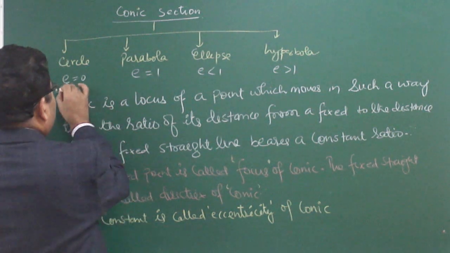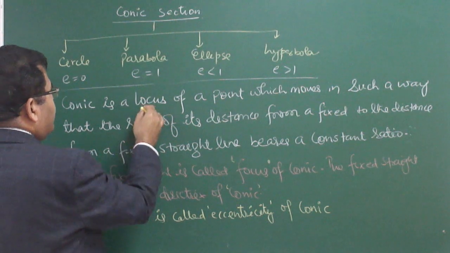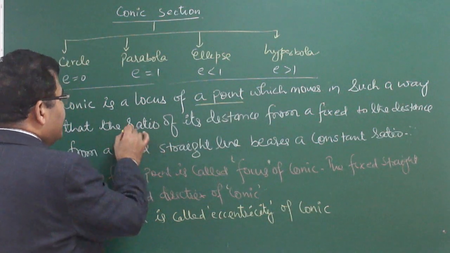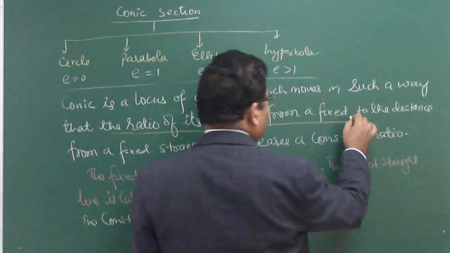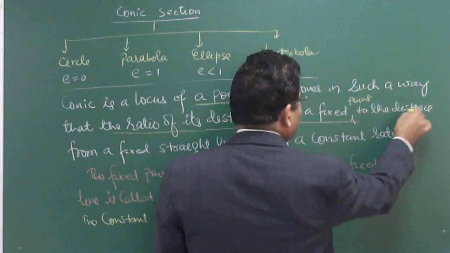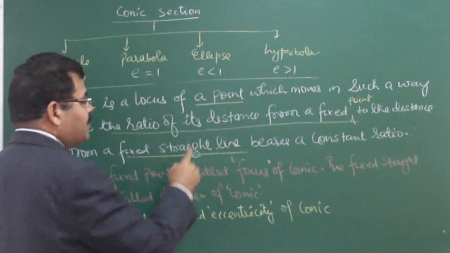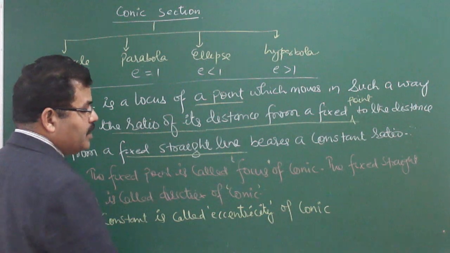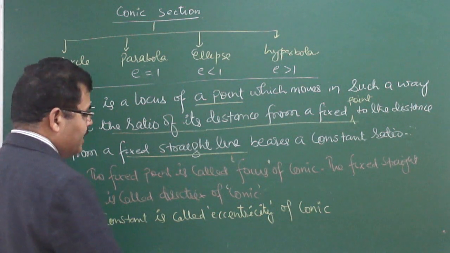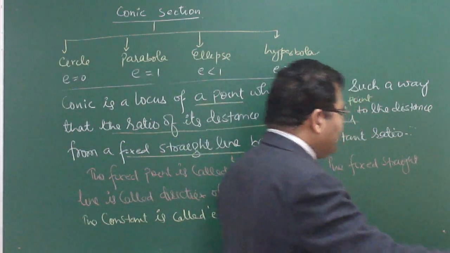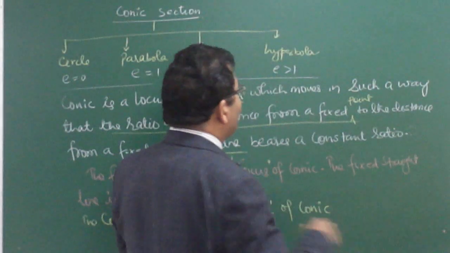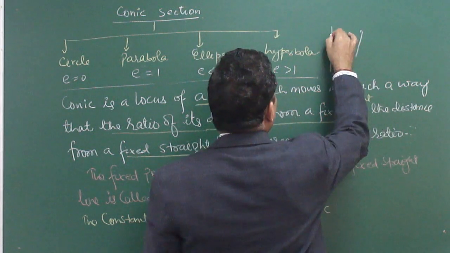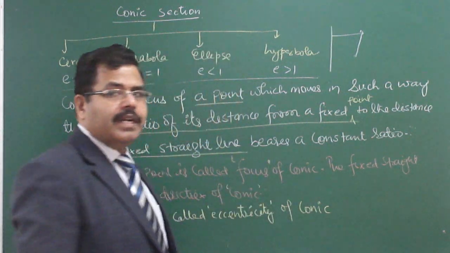Conic is a locus of a point, that is a variable point, which moves in such a way that the ratio of its distance from a fixed point to the distance from a fixed straight line always bears a constant ratio. One is a fixed point, the other is a fixed straight line. The fixed point is called the focus of the conic, the fixed straight line is called the directrix, and the ratio is called the eccentricity. It means if there is any point, suppose here is any point, this point will move in such a way that its distance from a fixed point and its distance from a fixed straight line will always bear a constant ratio.